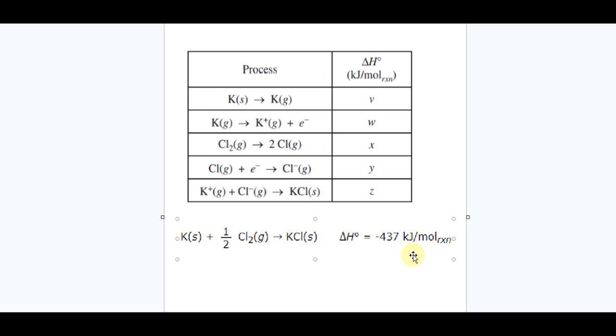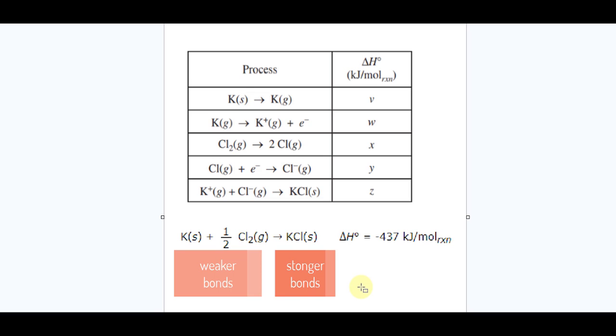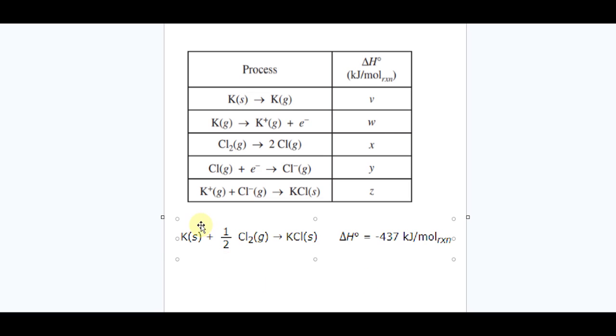Negative 437 kilojoules. The salt that's produced has strong ionic bonds. The metal and the gas have weaker bonds. So we end up having stronger bonds, which we always have for an exothermic reaction. Also, the enthalpy of our reactants, potassium and chlorine, they've got lots of potential energy.